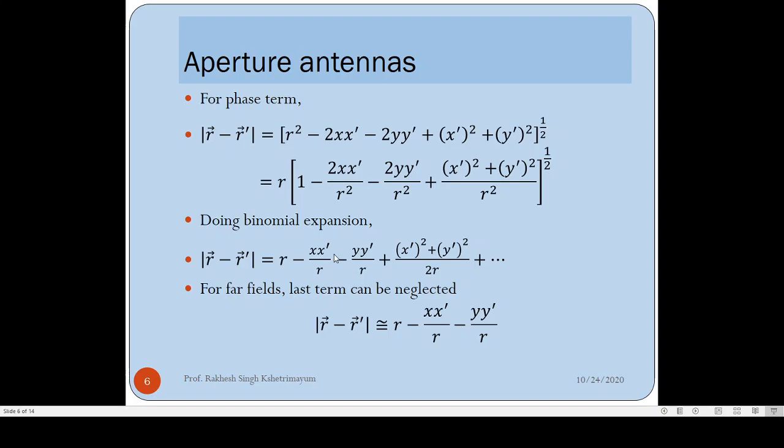And moreover, in the far fields, you will see that even this term can be neglected. So when you consider the far field of the antenna, even this fourth term can be neglected. In that case, we'll just have r minus x dash by r minus y dash by r for the far fields. In the far fields, you can neglect this fourth term, and we'll try to see how we can neglect this fourth term.